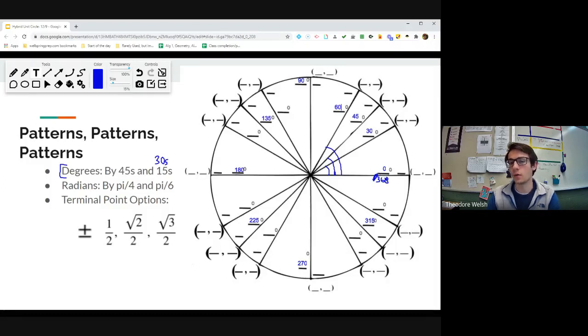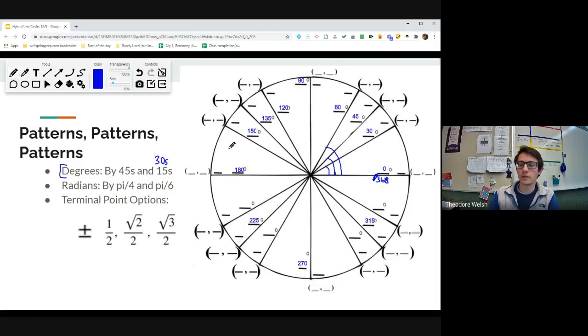And you could apply that same rule over here in quadrant 2. 15 degrees less than 135 is 120. 15 degrees greater than 135 is 150. So there's a 15-degree difference always between those.